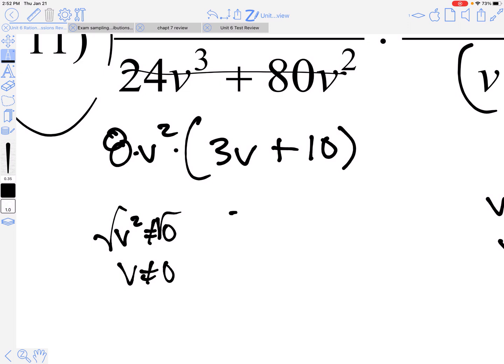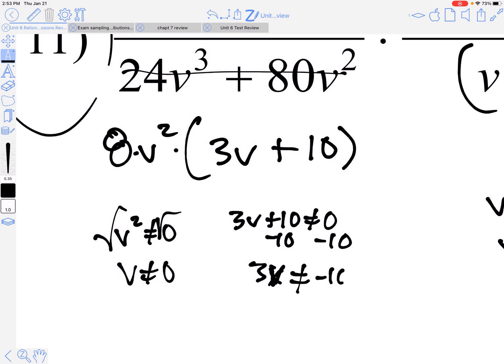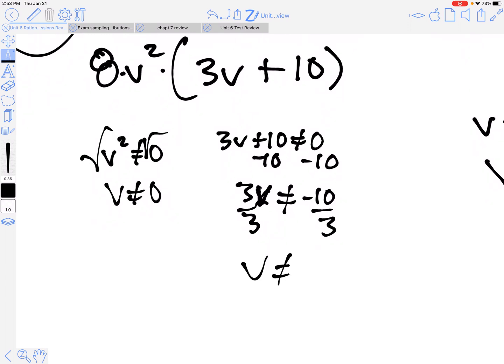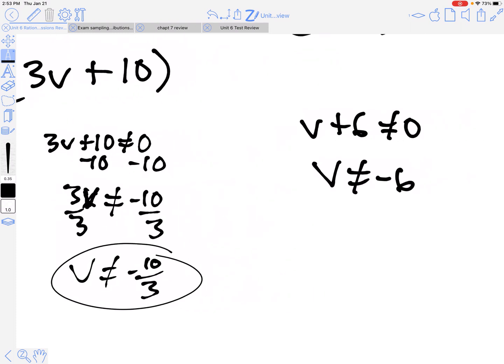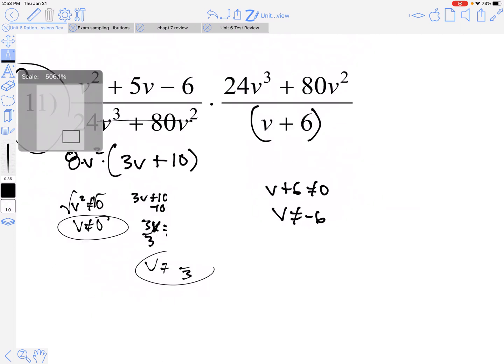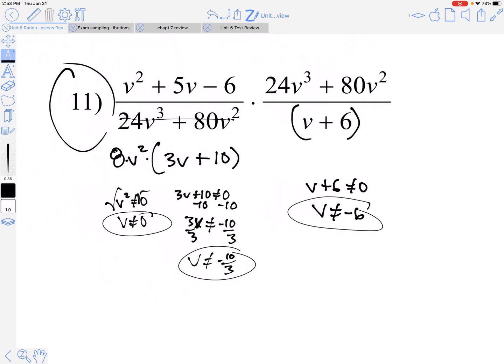Now, because they're held together by multiplication, if 3v plus 10 became 0, it would multiply and make the rest of that 0. So we got to watch that too. So 3v cannot be negative 10. Divide by 3, divide by 3. V cannot be negative 10/3. Okay, so excluded values all around. 3 of them. Okay, so that's what I do first with these multiplication.